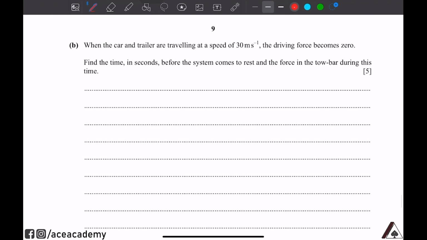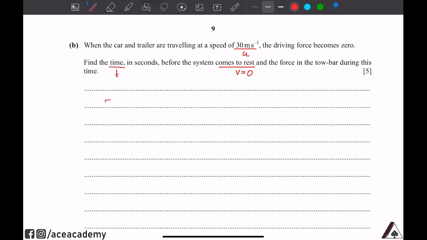For the next part, they're saying that the car and trailer stop traveling when the speed is 30 meters per second. So that's our initial speed. And the driving force becomes 0. And they ask us to find the time before the system comes to rest. So this means that the final velocity will be equal to 0. And they want us to find the time. And so the only piece of information that we're missing is the acceleration.